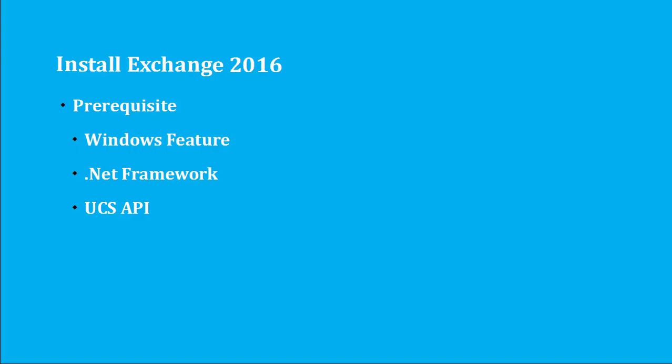We need to meet the following prerequisites before we install Exchange 2016. One is Windows features, second is .NET Framework, and third is UCMA API. For the Windows features, you can ease your job by copy pasting the Windows feature installation PowerShell command. The .NET Framework and UCMA API you can download from the Microsoft website and install on your operating system.